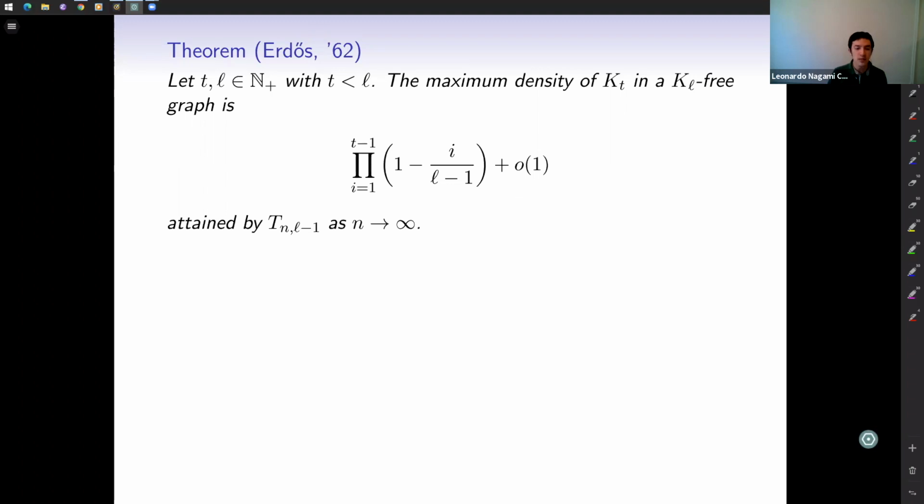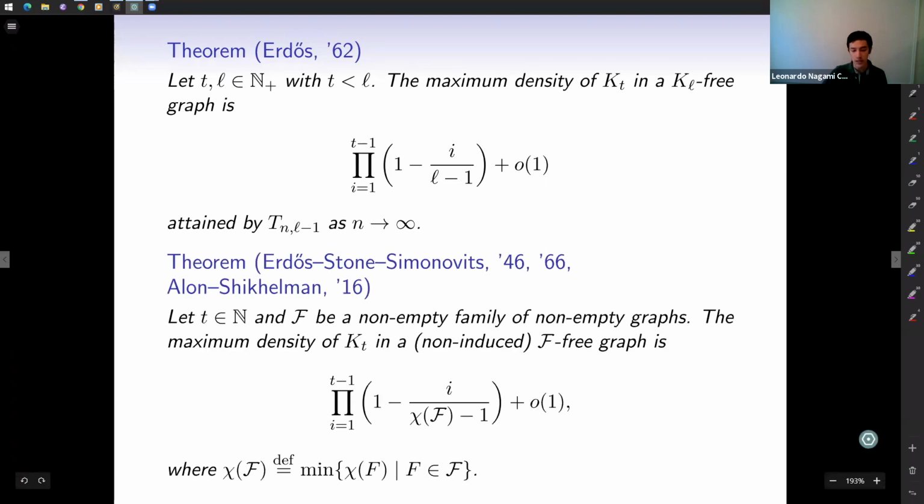Now, more recently, Alon and Shikhelman noticed that in the same way that the Erdős–Stone–Simonovits theorem generalizes Turán's theorem, you can also generalize this Erdős theorem to use the chromatic number as well. So if you have a family F and you're looking at F-free graphs, and again, you're trying to maximize the density of K_T, then the best thing you can do is, again, the Turán graph with chi(F) minus 1 parts. And this is the density that you see, which is essentially this expression, but you substitute the L here by the chromatic number because it's the same graph. You're using chi(F) minus 1 parts.